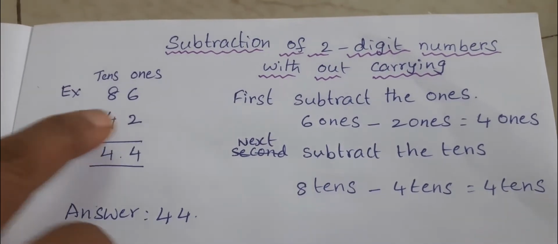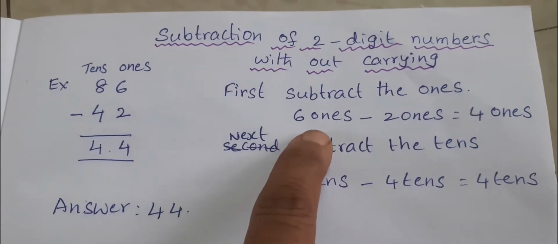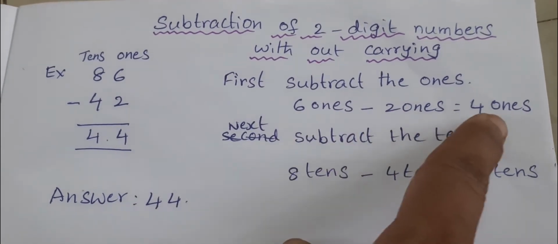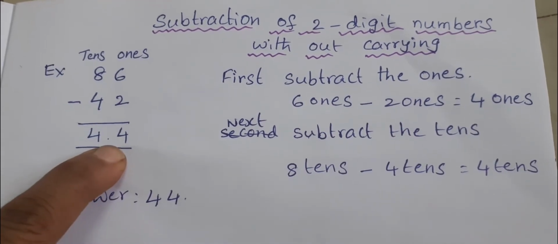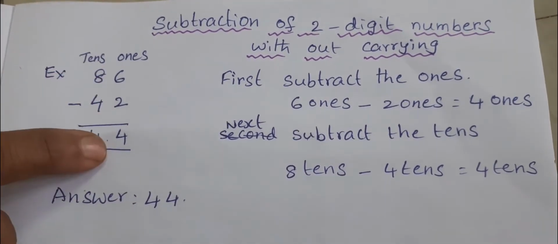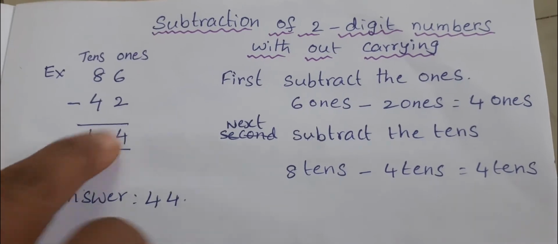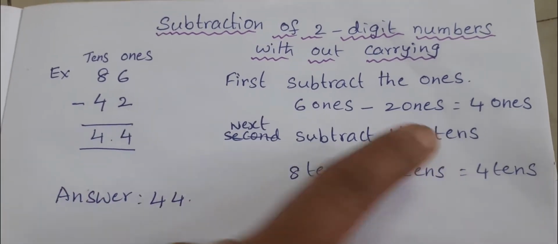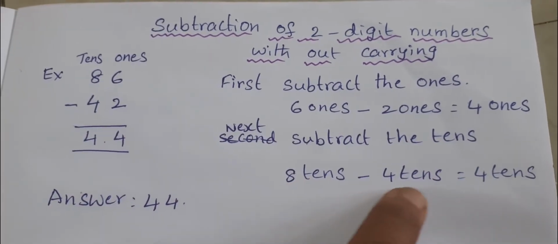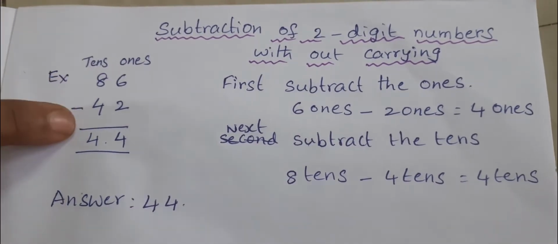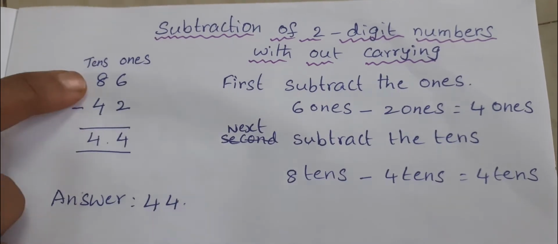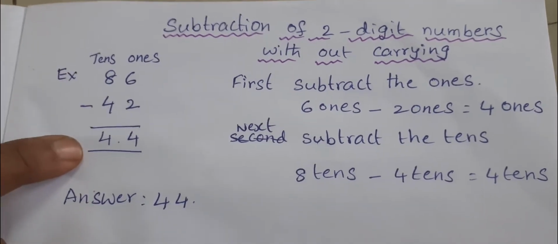First, we subtract the ones. 6 ones minus 2 ones equal to 4 ones. We write 4 here. 6 minus 2 equal to 4. Again, subtract the tens place. 8 tens minus 4 tens equal to 4 tens. 8 minus 4 equal to 4. 86 minus 42 equal to 44.